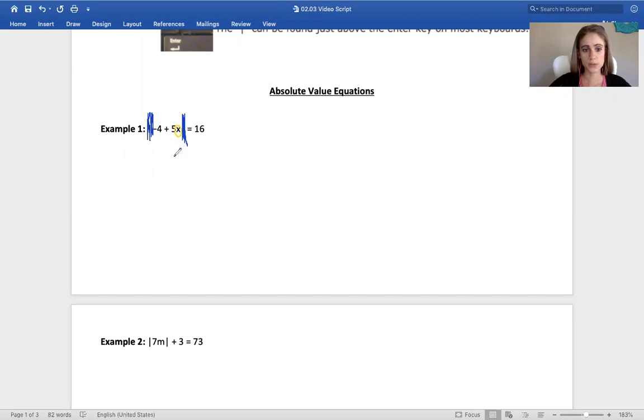So this absolute value could be equal to a positive 16 or a negative 16, because either one of those answers will result when I take the absolute value in this positive 16.